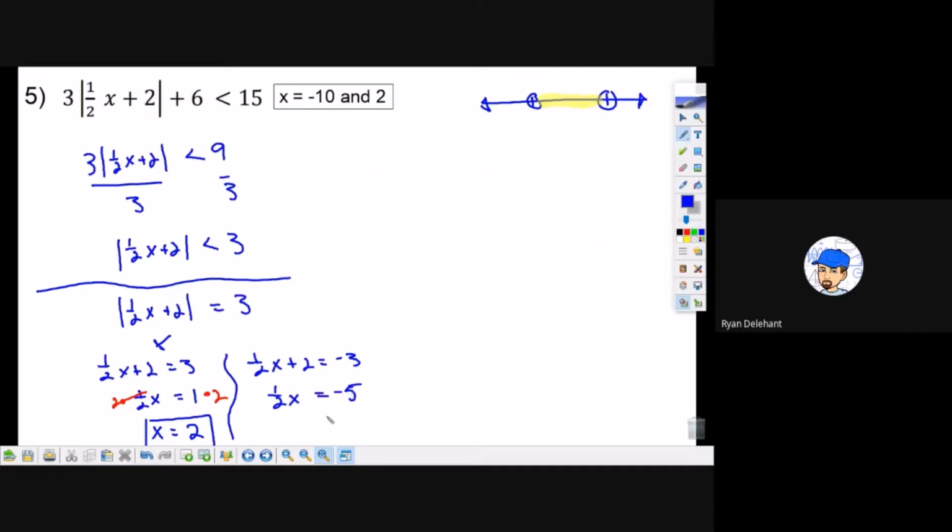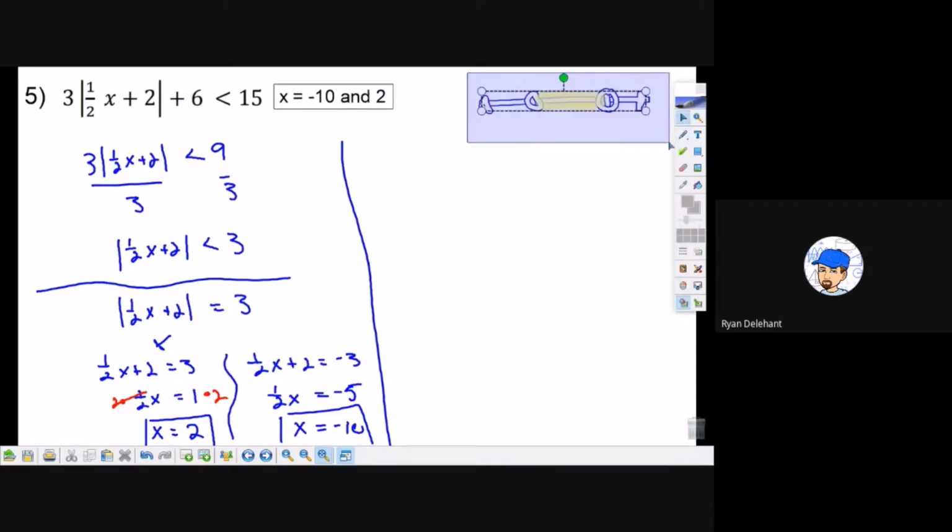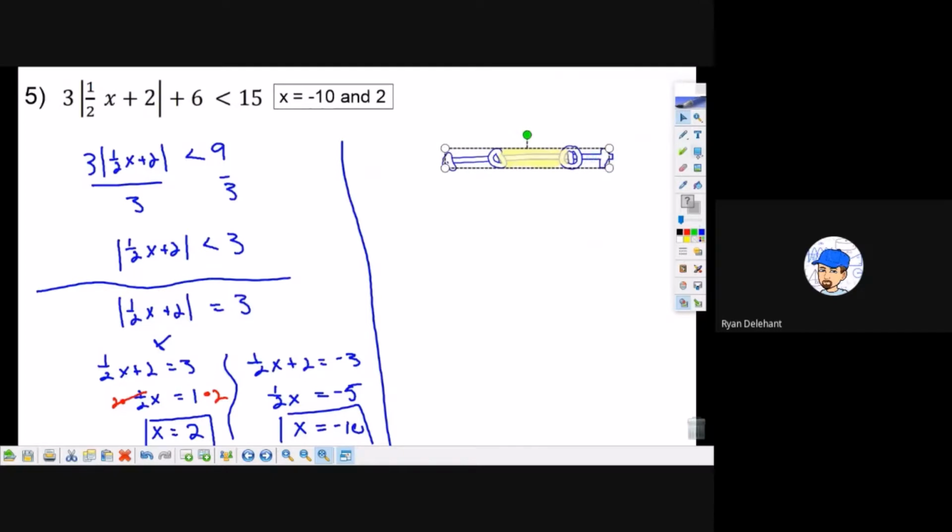This is our -5. We're going to multiply by 2 again. There's our -10. So it does match the answers that I had there, but I wanted to see how I got them. So let's write this a little further down since this is going to be our answer. So -10 comes before 2.